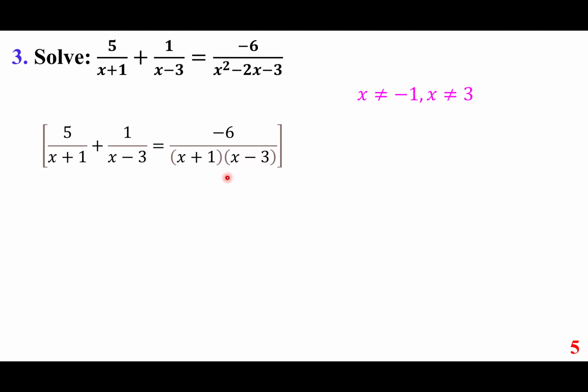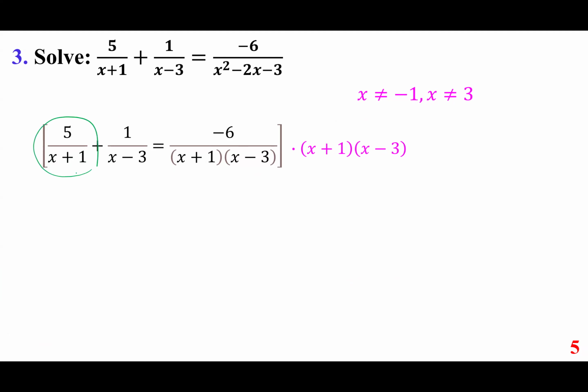Meaning at the end, if you happen to have a couple of solutions and one of them, let's say, is this, you exclude them. Now we're going to multiply both sides by x plus 1, x minus 3 as a common LCD. So we are going to multiply this by the first one. First, let me explain to you what happens here.